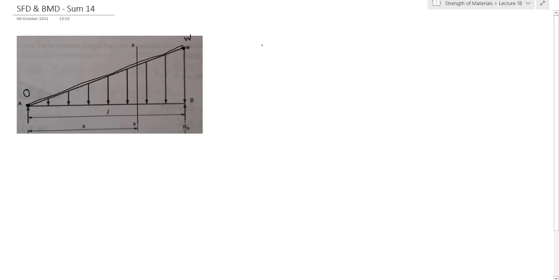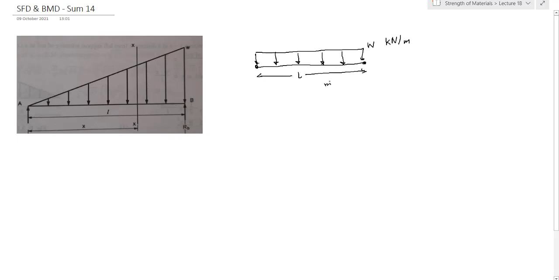Till now, what have we seen? We have seen point loads and we have seen uniformly distributed loads, right? For example, let us say this was a uniformly distributed load and its value was W kilonewton per meter and its length was L meters. Then what was the total load applied by this? Total load was W into L. What is W into L basically? W into L is basically the area of this, right? The area of this rectangle is W into L.